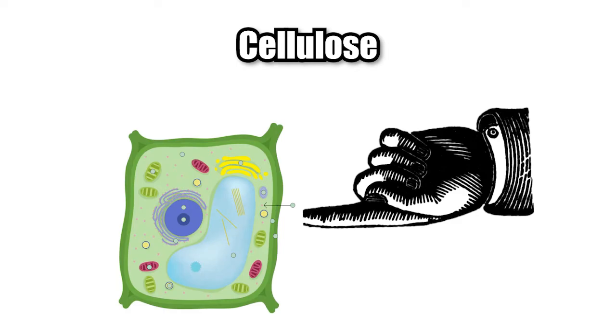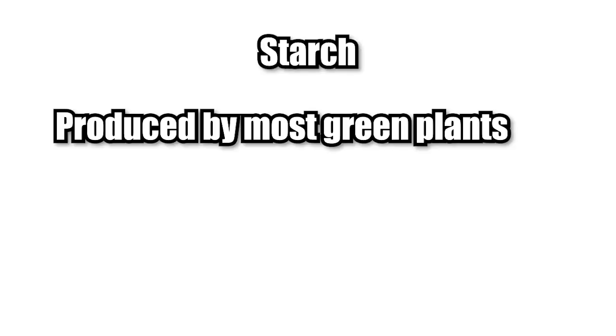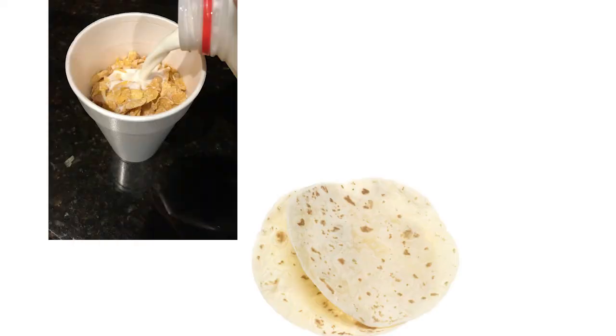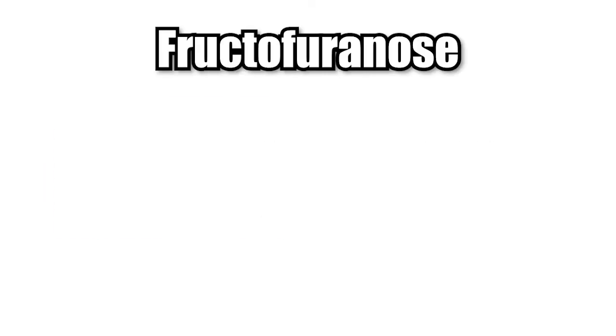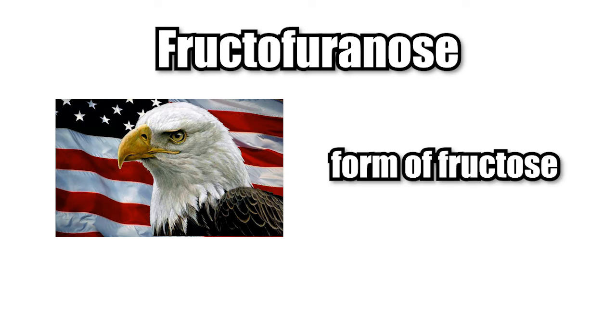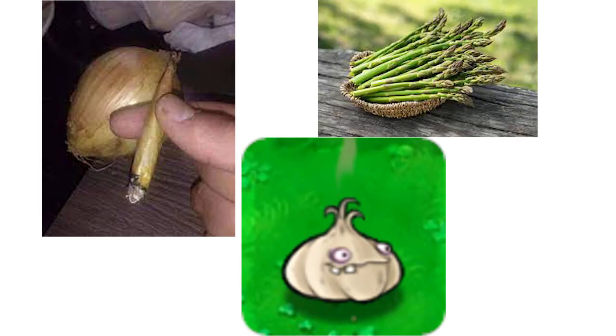Cellulose, which is actually the material of the cell wall in plant cells, which makes cellulose foods mostly vegetable. Starch is produced by most green plants for energy storage. Foods include cereal, tortillas, and rice. And lastly, you got inulin. Sorry. Inulin is a chain of fructofuranose molecules. Fructofuranose is the free form of fructose. Foods include most garnish, such as onions, garlic, and asparagus.